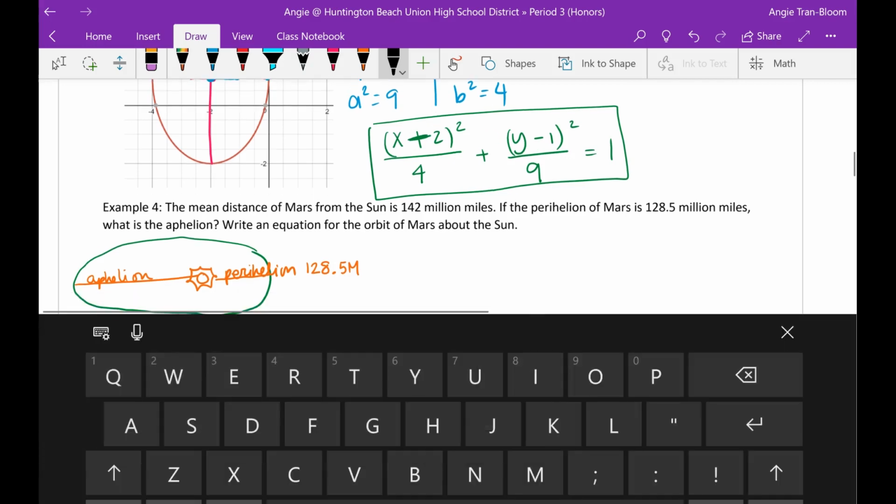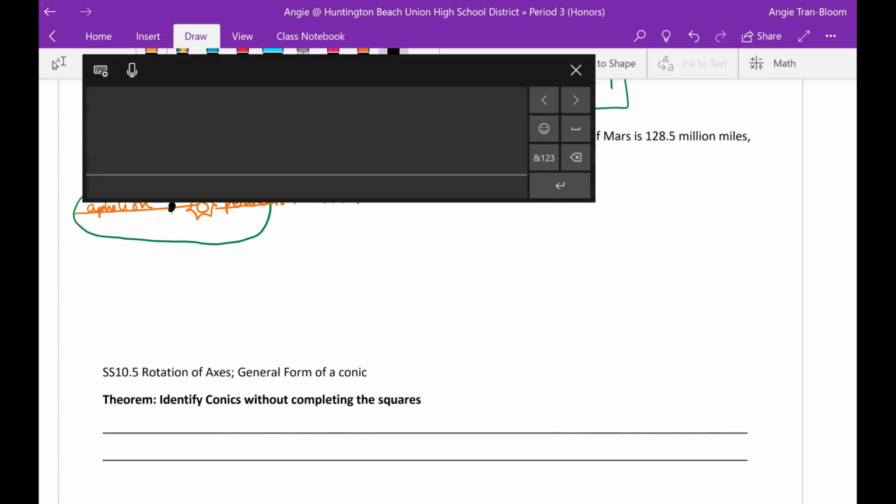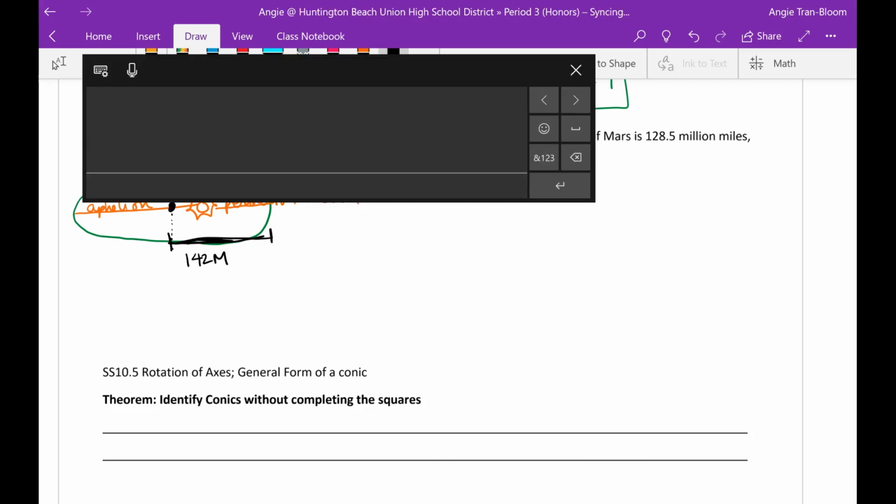Based on the definition, oh my gosh, these pop-ups are driving me crazy. Based on the definition, the mean distance is from the center to the vertex or one of the vertices. So this is your mean distance. So it says 142 million miles.